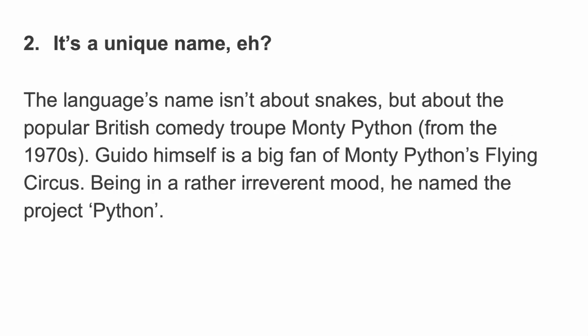Now, fact number 2, Python is actually a very unique name. Does the name Python actually come from snakes? Is it referring to the Python snake? The actual answer to this is no. The language's name isn't about snakes, but about the popular British comedy troupe called Monty Python, which was on air in the 1970s. Rossum was in a completely irreverent mood, so when he created this scripting language, he just decided to call it Python because he didn't think it mattered what you called it. He liked the comedy, so he just called it Python. And that's how the name of Python came into being.